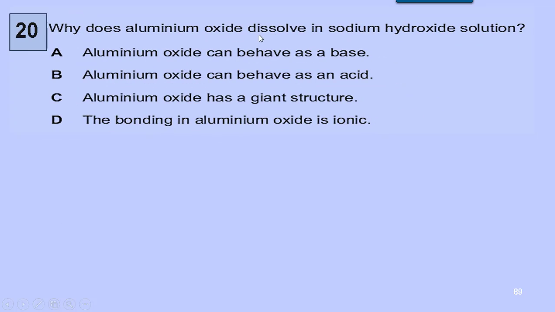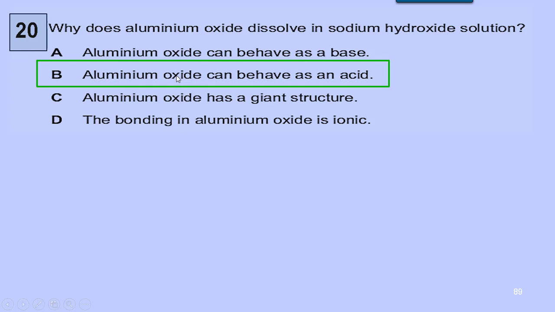Why does aluminium oxide dissolve in sodium hydroxide solution? The correct choice will be: aluminium oxide is an amphoteric oxide, so it can behave as an acid and react with alkaline solution like sodium hydroxide to give salt and water.